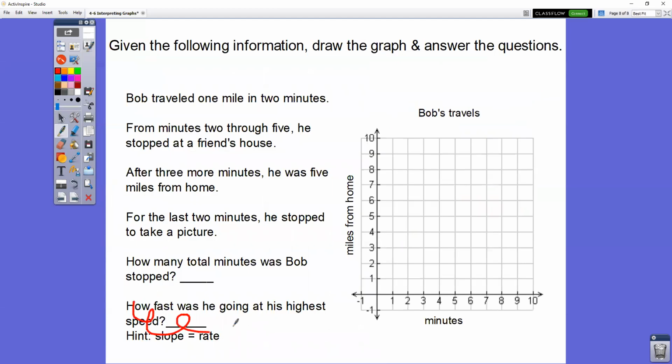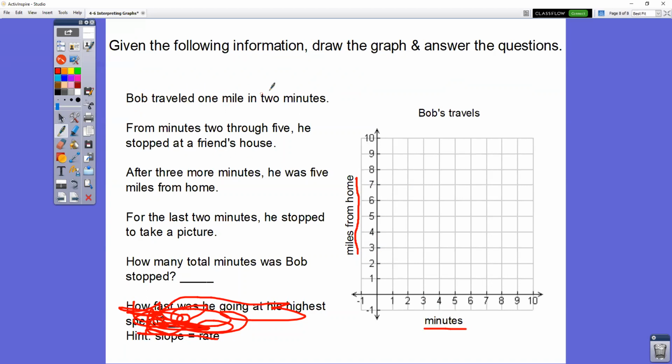One last thing. All right, one last thing. Let's draw one more graph because you are going to have to draw one on your homework. So given the following information, draw the graph, and then there's a question to answer. So notice that this one talks about the miles from home. You always have to pay attention to what is on the side. Sometimes it talks about the total distance. Sometimes it's talking about miles from home or things like that. And then we have minutes across the bottom.